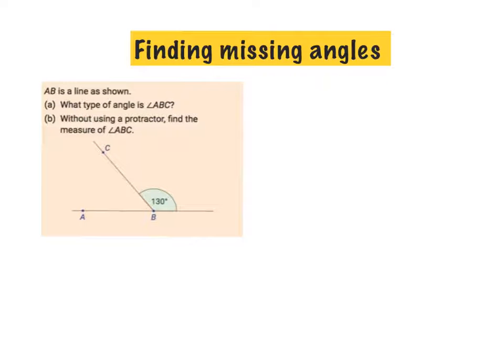Now we're going to move on to our main aim for today, which is finding missing angles. So we're going to have a look at this example. It says AB is a line shown. This is our AB line. Question A says, what type of angle is ABC?